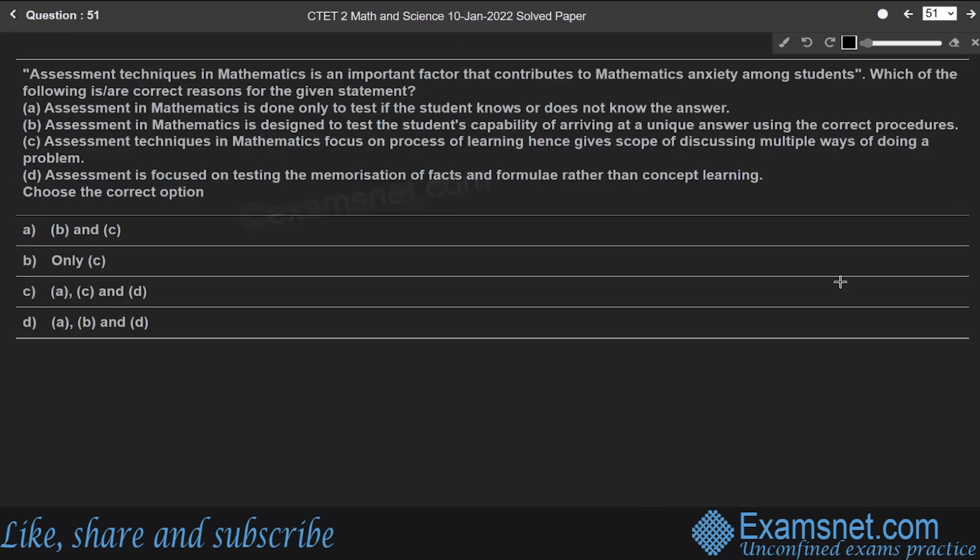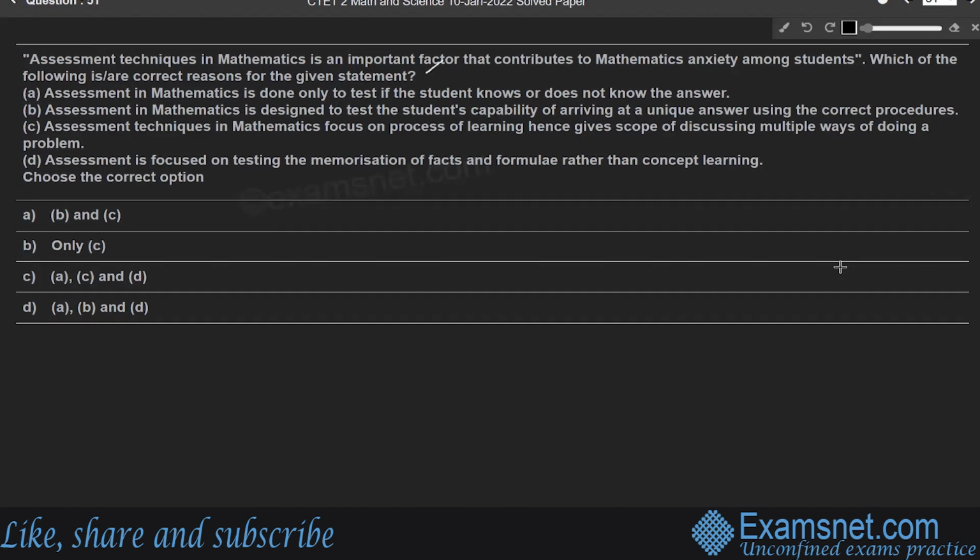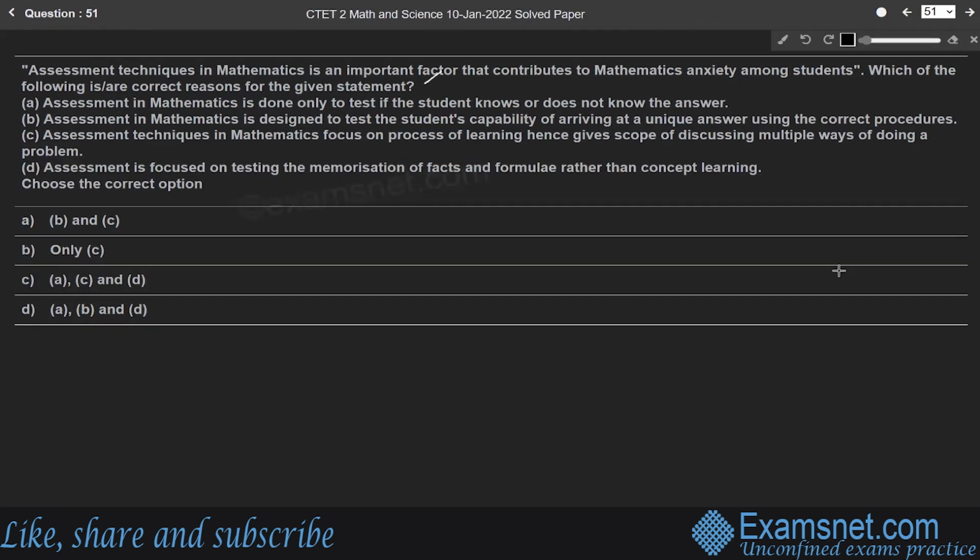Question 51. Assessment techniques in mathematics is an important factor that contributes to mathematics anxiety among students. Which of the following is or are correct reasons for the given statement? So, assessment in mathematics is done only to test if the student knows or does not know the answer. Assessment in mathematics is designed to test the student's capacity of arriving at a unique answer using the correct procedures.